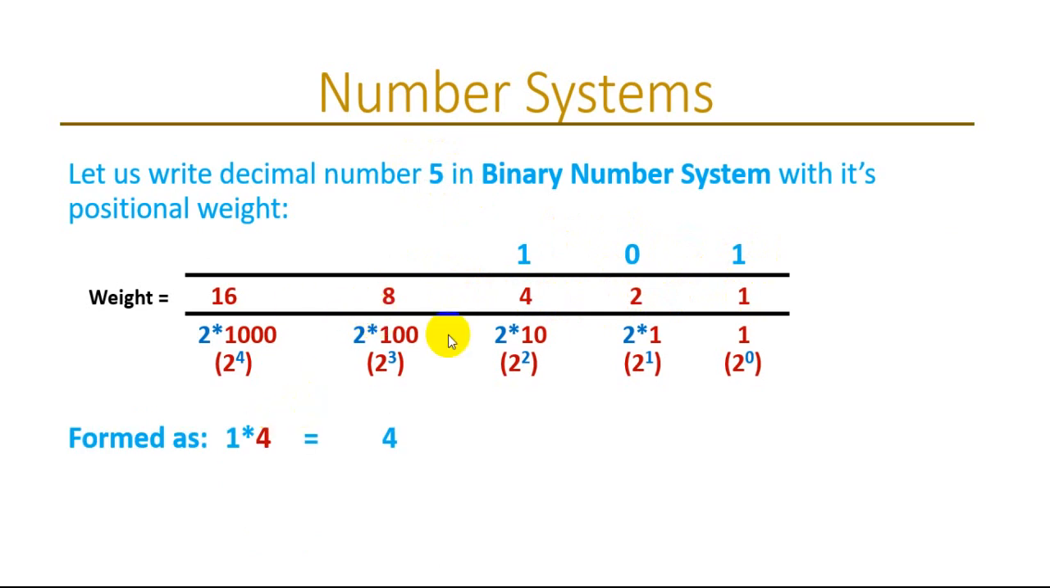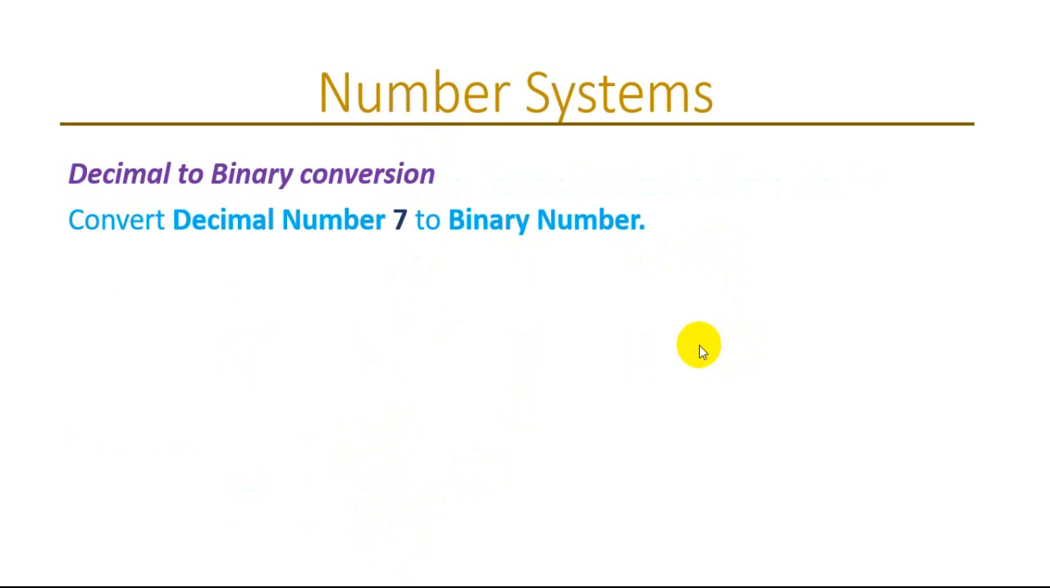Okay, so let's see. Again, 4 into 1 is 4, 2 into 0 is 0, 1 into 1 is 1. Add these three numbers, you get 5. So decimal 5 will be represented as 101 in binary. Okay, right. So now let's do some conversion.